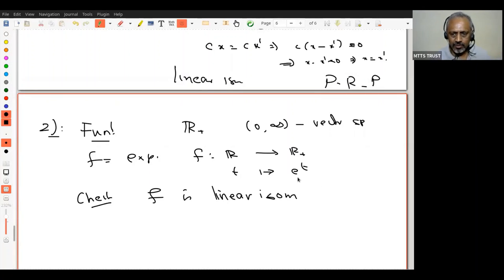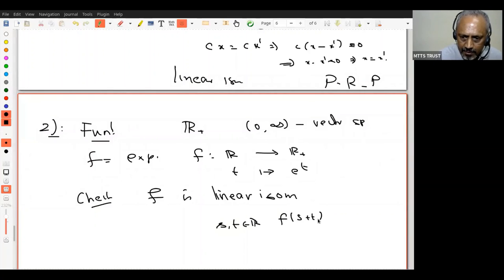It's a one-to-one, onto map by very definition. It's linear by very construction. Why? Let us look at this: if s and t are in the domain, what is f of s plus t? That is e to the power s plus t. But what is that? e to the power s times e to the power t. But this was the addition of two elements in R plus. Do you remember that? This was a vector addition.